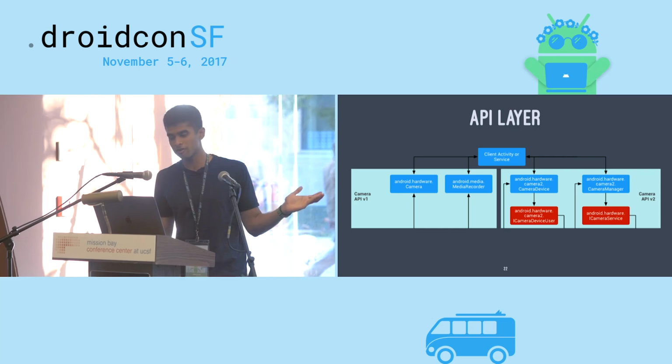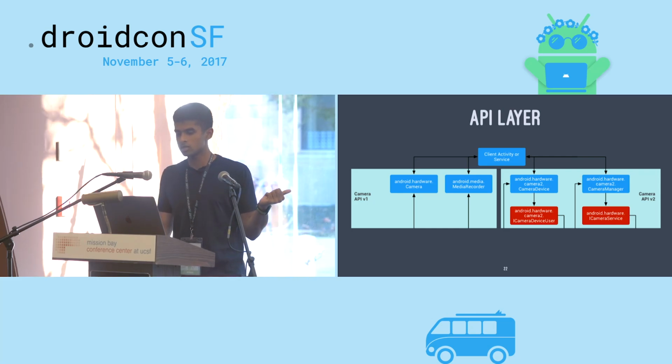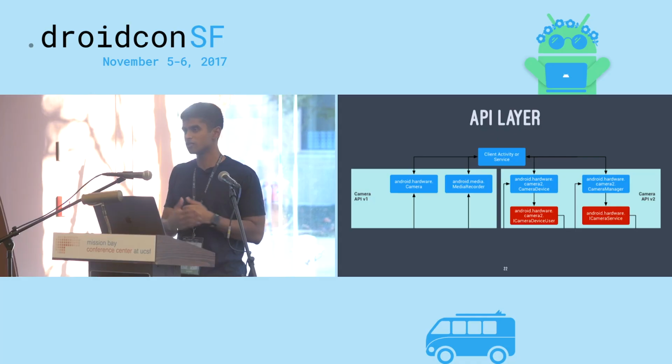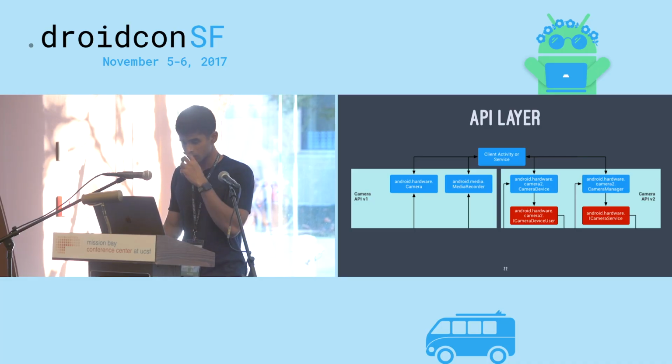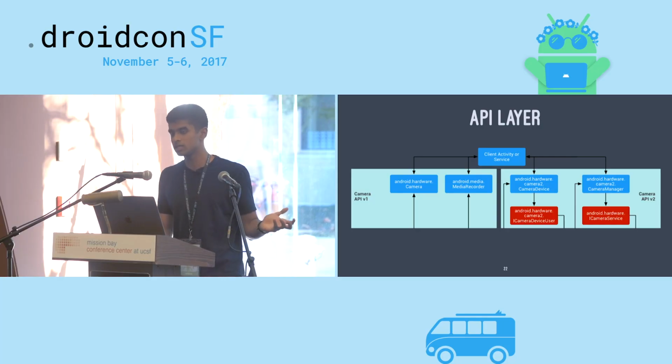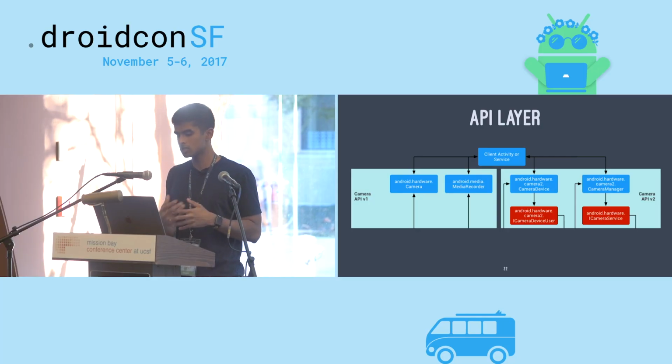So, API layer, this is what we're going to focus on: camera 1 and camera 2. Camera 1, as you all know, was the first API that Google released for camera. For API level 21, which is also Lollipop, they released the camera 2 API. We pretty much need to implement both, because manufacturers have to implement these properly. Sometimes, even if it is an API higher than 21, it doesn't guarantee that camera 2 works well.